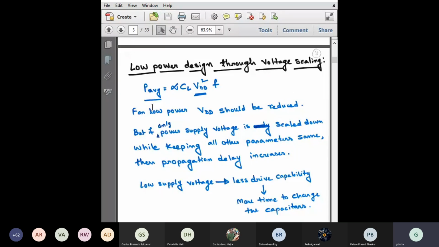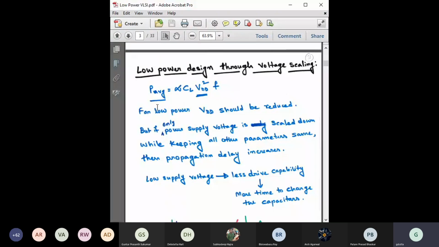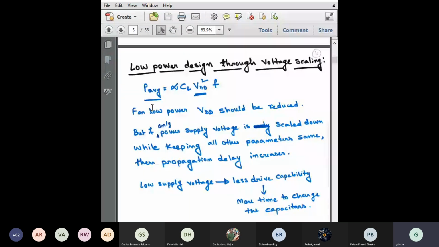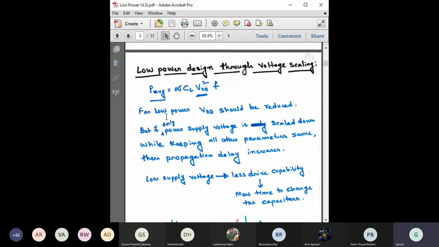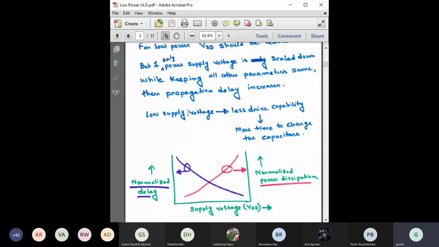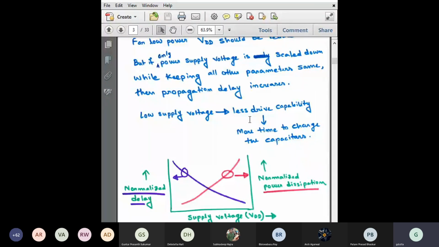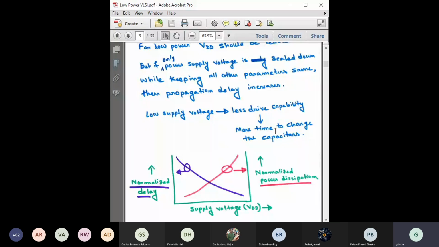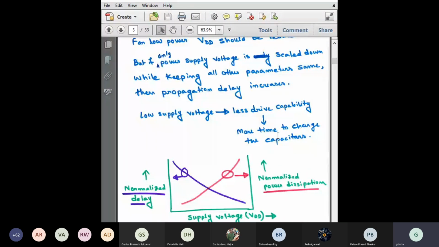So it will be wise, if you can, to reduce the VDD without probably affecting the other device performance. However, we also know that when you reduce the power supply voltage, the driving capability reduces. That means your switching delay will increase significantly, right?